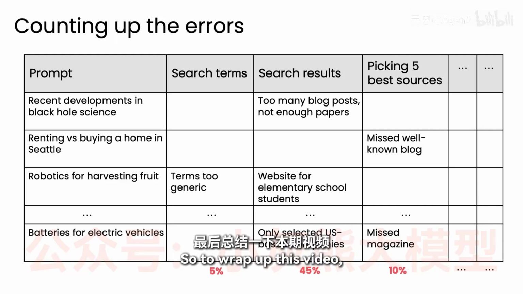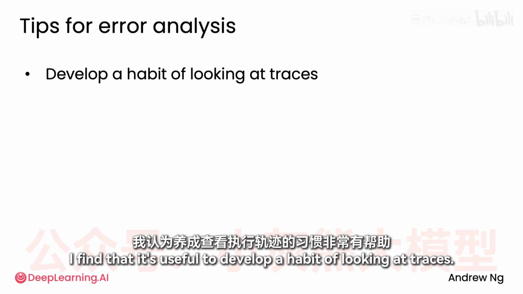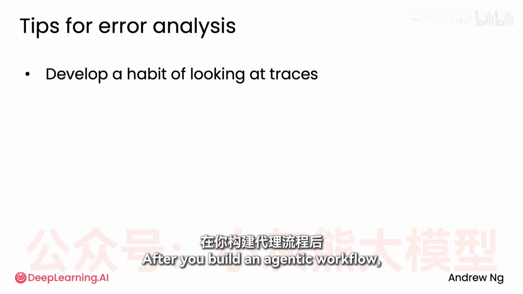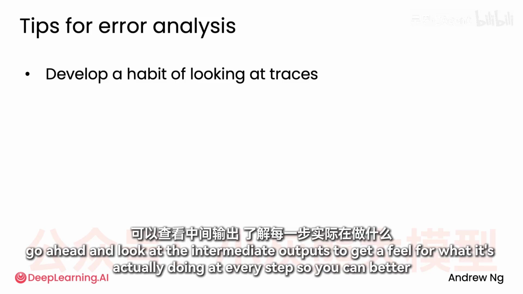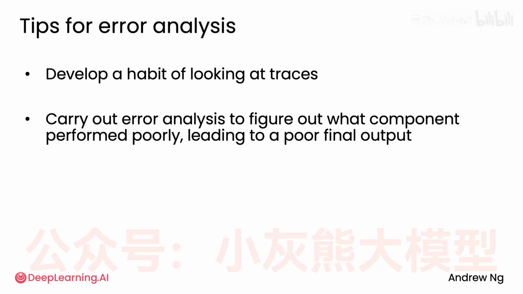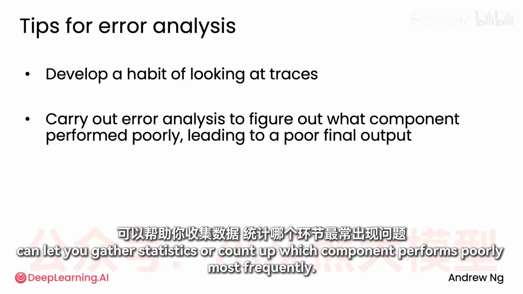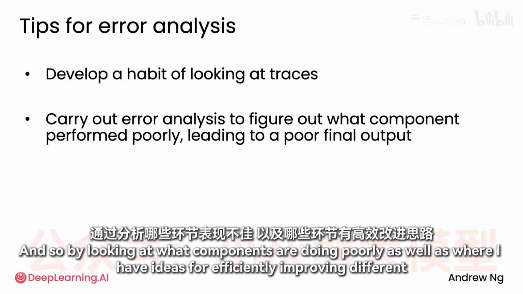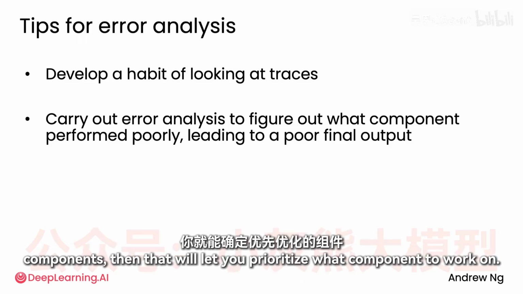So to wrap up this video, I find that it's useful to develop a habit of looking at traces. After you build an agentic workflow, go ahead and look at the intermediate outputs to get a feel for what it's actually doing at every step so that you can better understand if different steps are performing better or worse. And a more systematic error analysis, maybe done with a spreadsheet, can let you gather statistics or count up which component performs poorly most frequently. And so by looking at what components are doing poorly, as well as where I have ideas for efficiently improving different components, that will let you prioritize what component to work on.